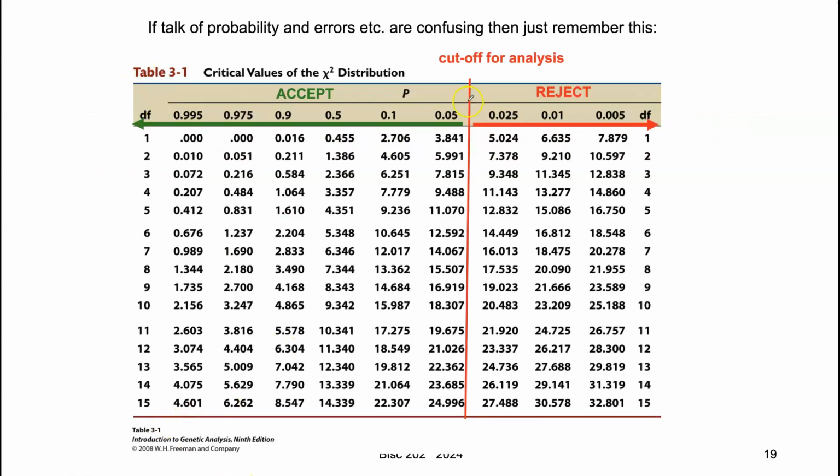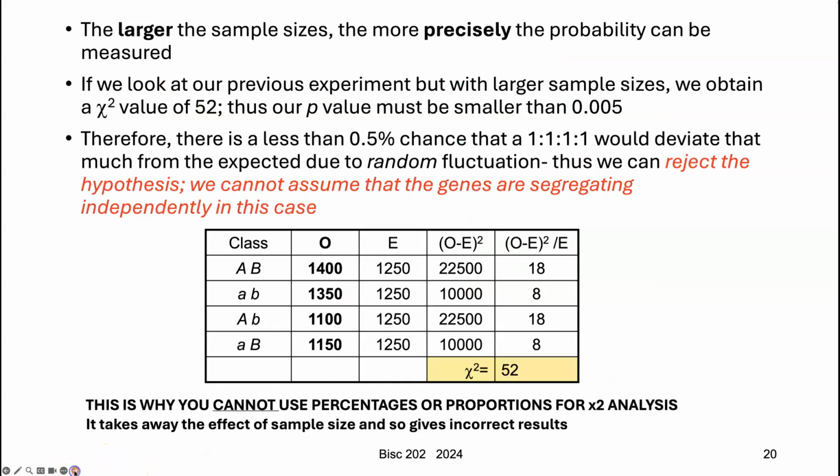If the idea of probabilities and errors is really confusing, and you don't imagine you're going to have to do much statistics in your future, just remember this: this is our cutoff, and everything on this side with the lower chi-squared values, we accept the null hypothesis, and if it's on this side, we reject. That will be enough for getting through this class.